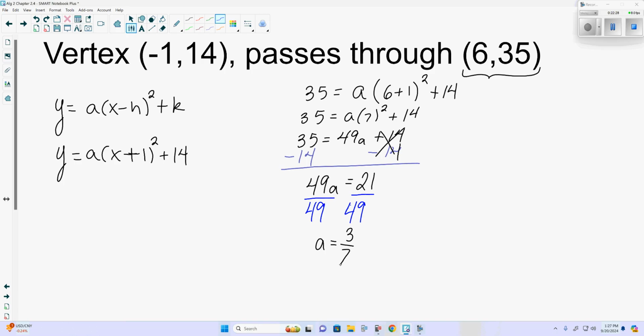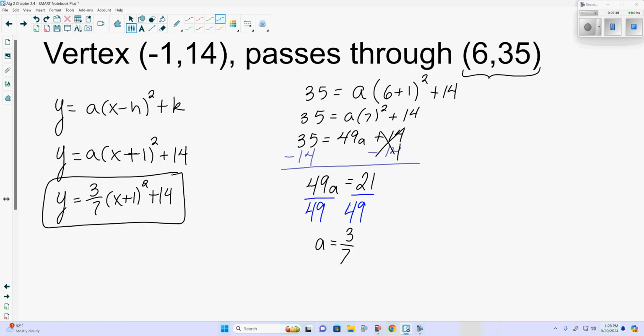I mean, we could do that in the calculator. 21 over 49, it'll tell us it's 3/7. It'll do it for us. So y is equal to 3/7 times x plus 1 squared plus 14. h and k don't have to be integers. They could be fractions. They can be whatever we want. a, for the most part, from what we've seen, has been fractional. It could be a whole number. It doesn't have to be a fraction. It's worked out to be a fraction for all these more than anything else. Questions on this here so far?